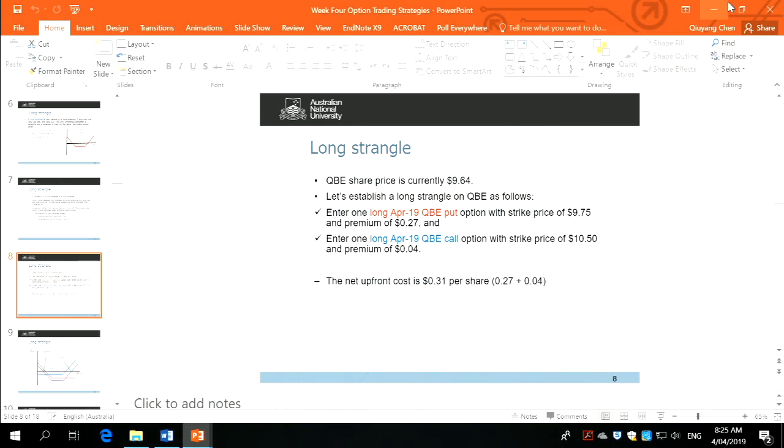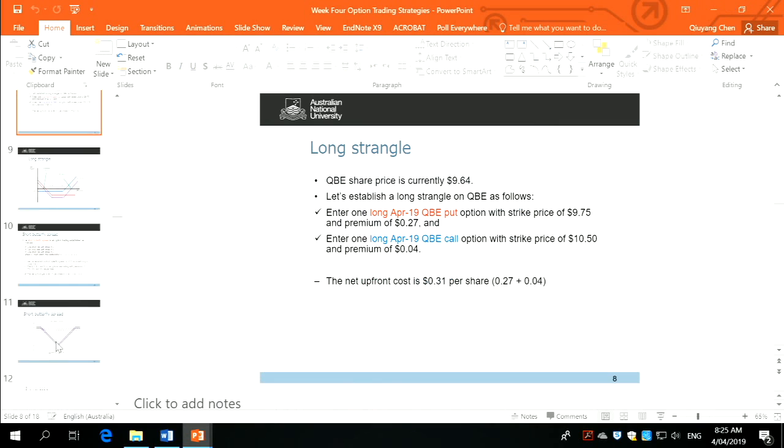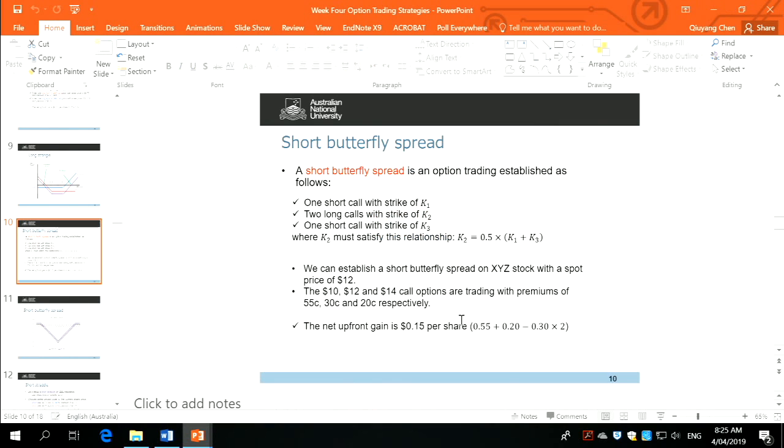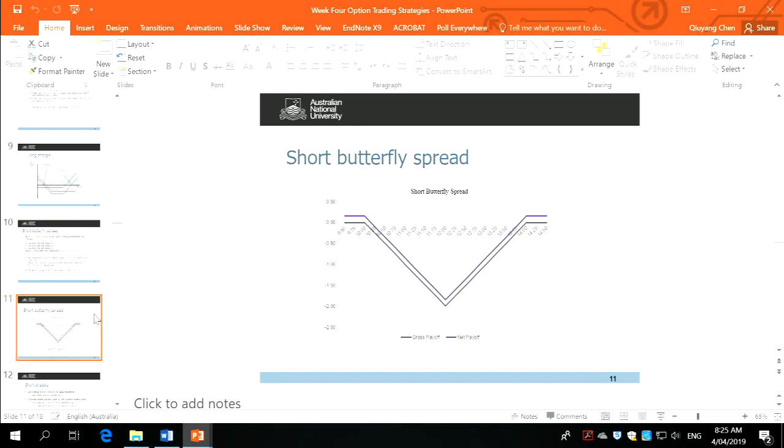All right, so let's move on to the next strategy, which is the short butterfly spread using call options. Of course, we can also set up a short butterfly spread using puts, but let's have a look at the short butterfly spread using calls. The motivation behind it is identical to the motivation for setting up a straddle, and similar to the motivation for setting up a strangle.